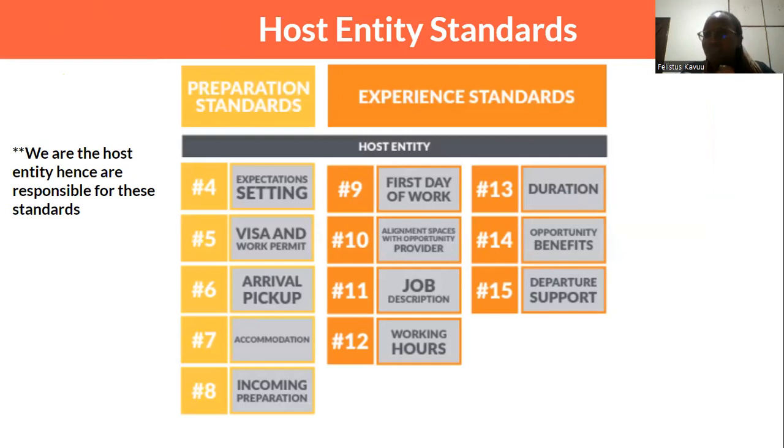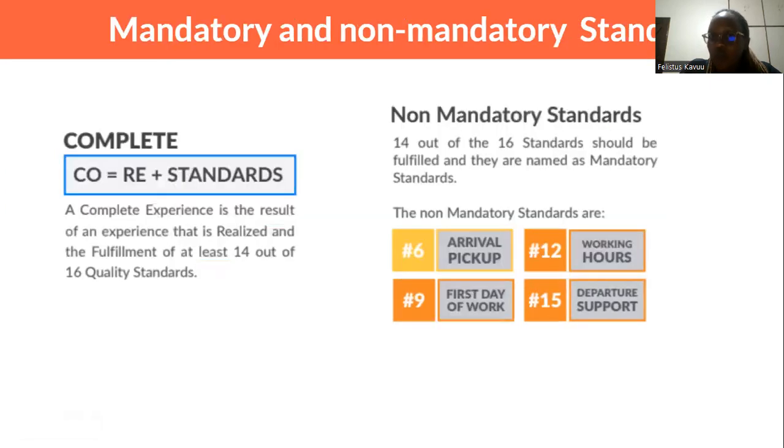In total, we said we have 16 standards. The host entity is in charge of, let's count, 1, 2, 3, 4, 5, 6, 7, 8, 9, 10, 11, 12. So you see, we're in charge of 12 out of the 16 standards. That's three quarters, 75% of the total standards we are in charge of delivering. So it's a lot of commitment, but at the end of the day, remember, it is for the sake of customer centricity.